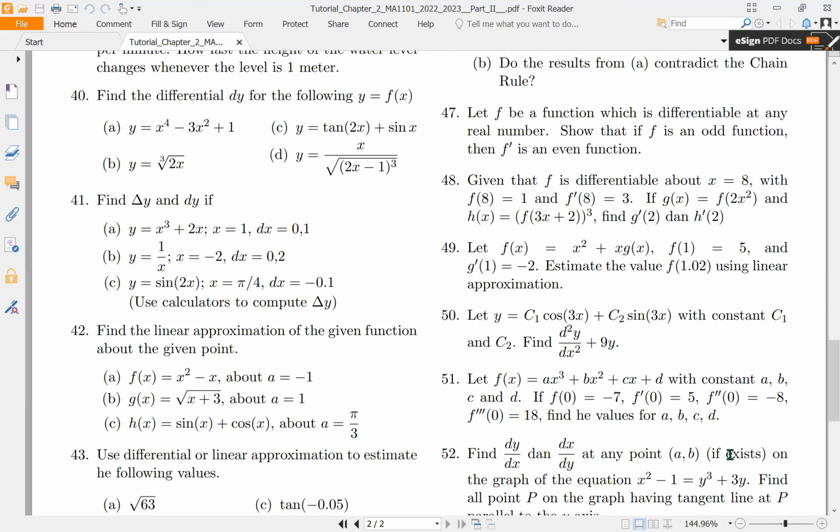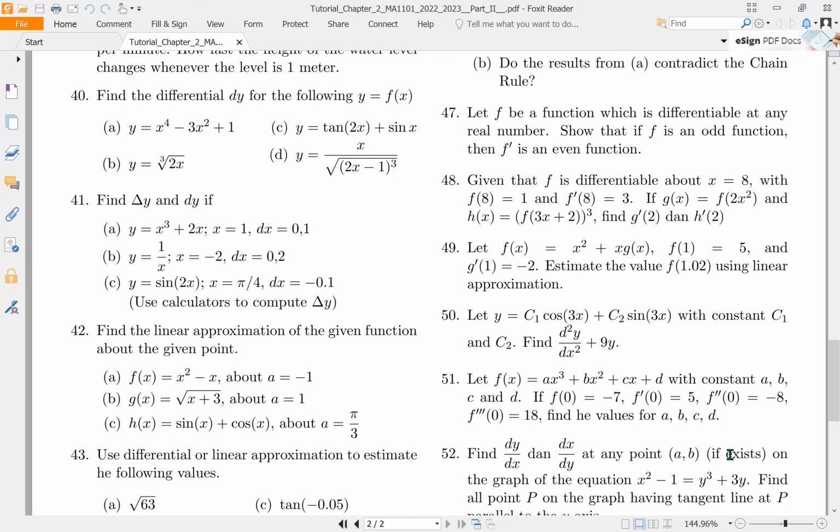Of course, the differential dy is 2 over 3, 2x to the power minus 2 over 3 dx. Do not forget to put dx there. Okay, the same applies for c and d as well. So number 41.